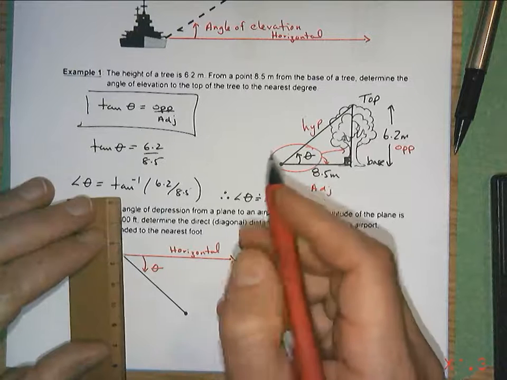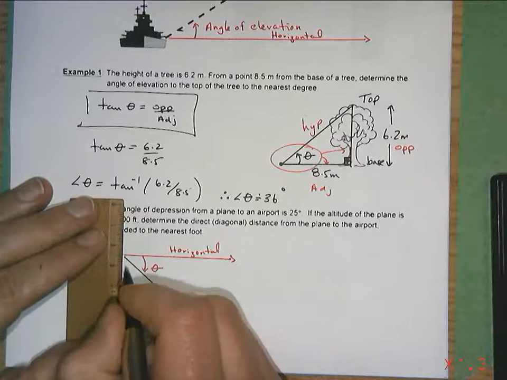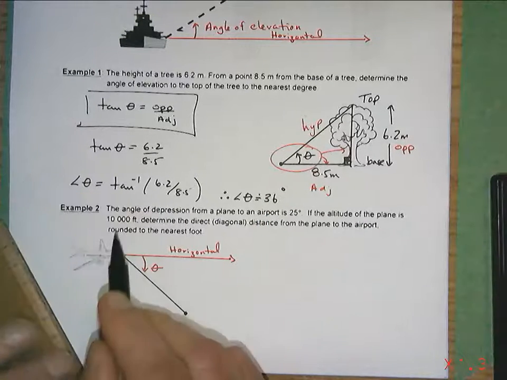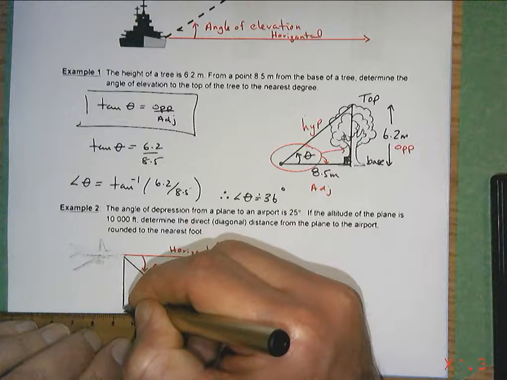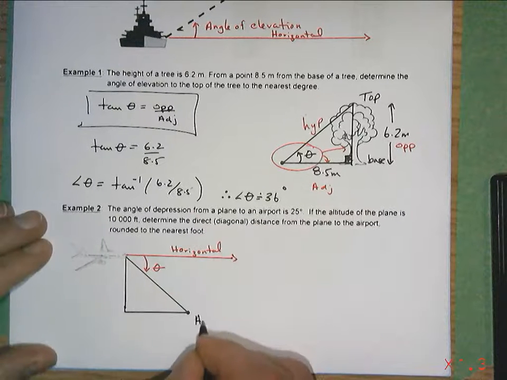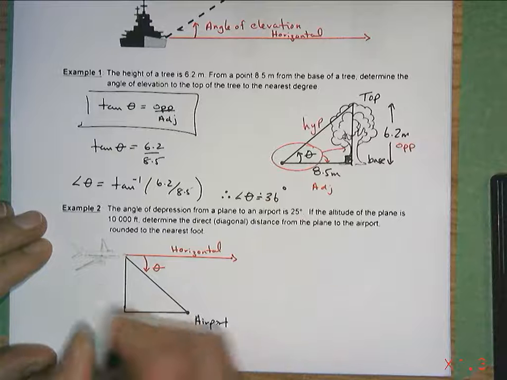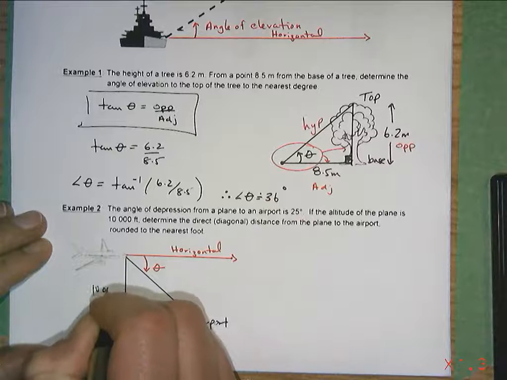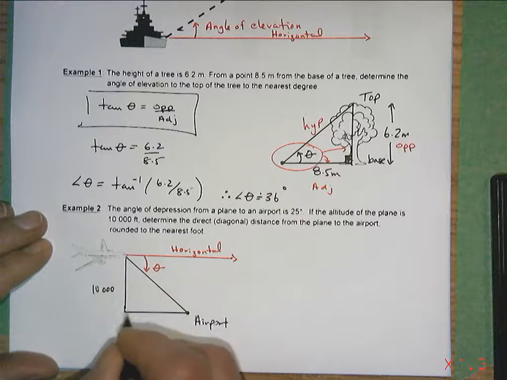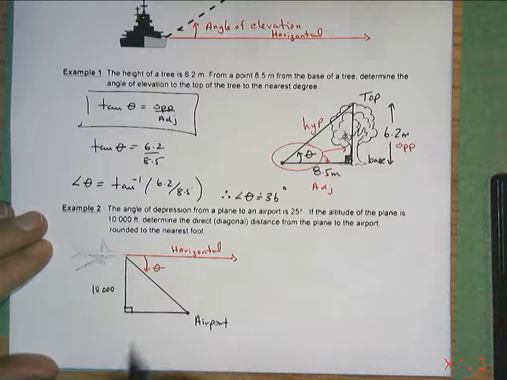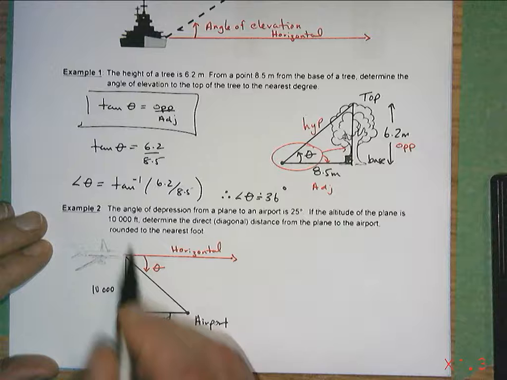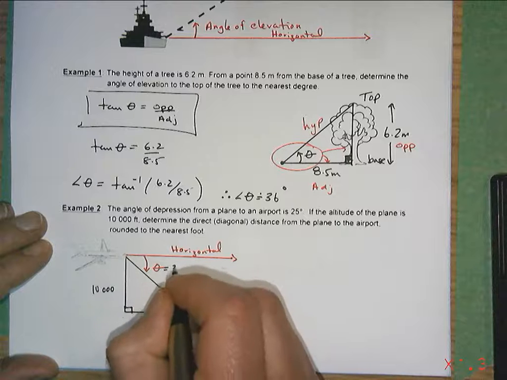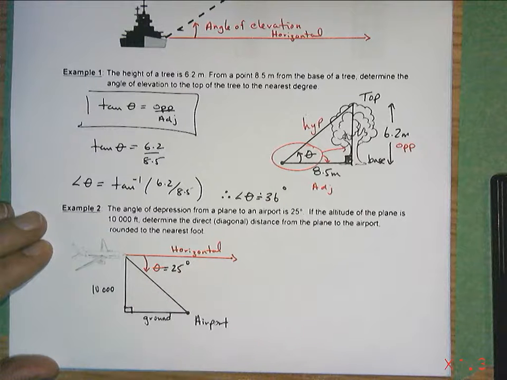I know that my plane is actually 10,000, I believe, feet off the ground. Yep. Here's the ground. So here's my airport. Here's the height, 10,000 feet. We're going to assume that the plane's directly above this point right here. This is the ground. And we know the angle of depression is 25 degrees, so this angle out here is 25 degrees.